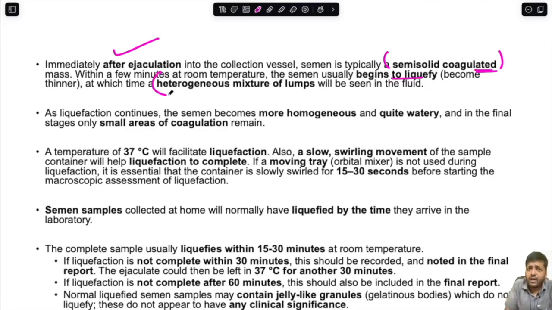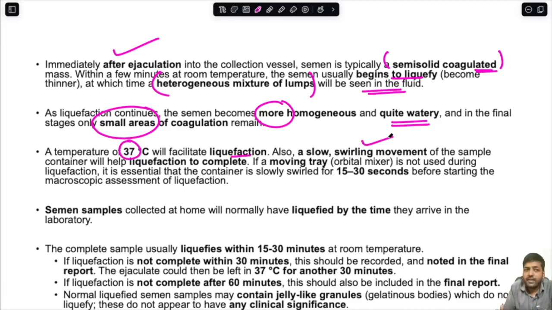At which time a heterogeneous mixture of lumps will be seen in the fluid. As the liquefaction continues, the semen becomes more homogeneous and becomes quite watery, and in the final stages only small areas of coagulation are going to remain. A temperature of 37 degrees centigrade will facilitate the liquefaction process. Also, a slow swirling movement of the sample container will help liquefaction to complete.